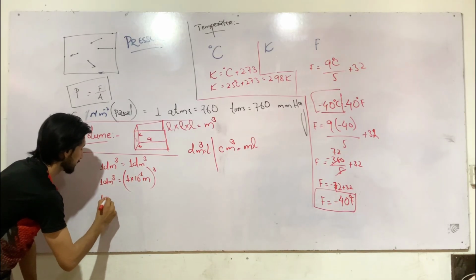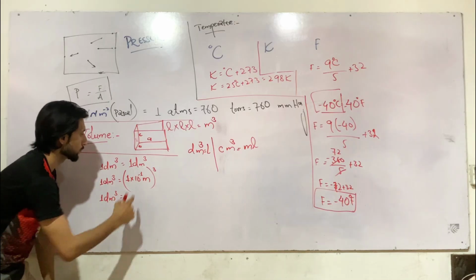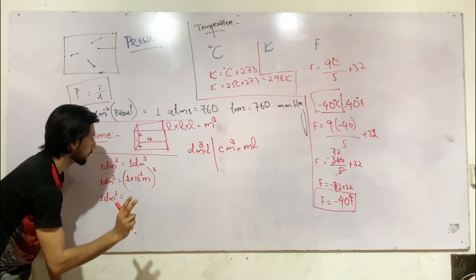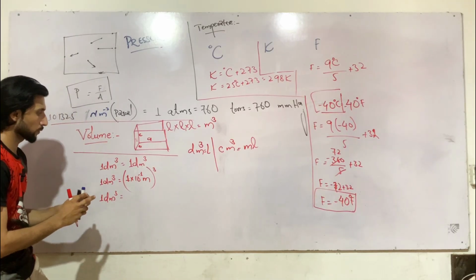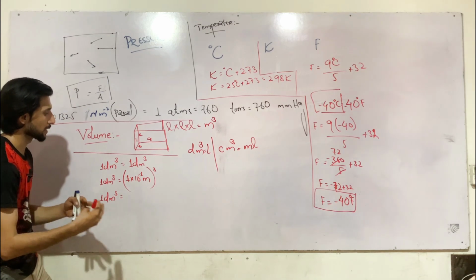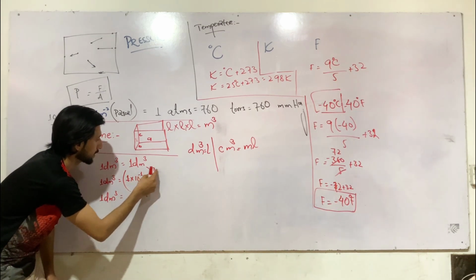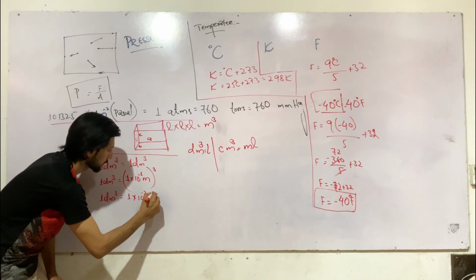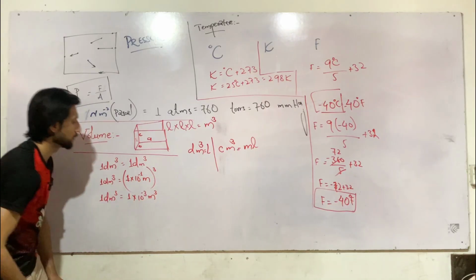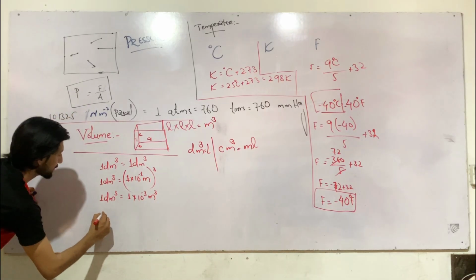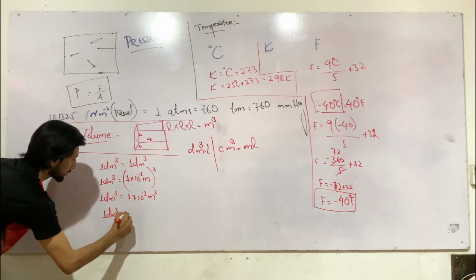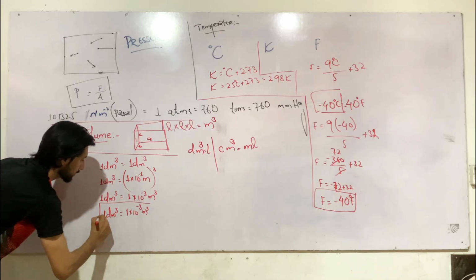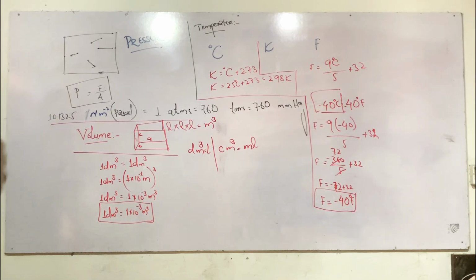So 1 decimeter cube becomes equal to 1 power 3. There are 2 powers. By the rule of mathematics, 2 powers multiply with each other. So minus 1 multiplied by 3, what will I get? I'll get 1 multiplied by 10 to power minus 3 meter, and the cube will come in its place. So 1 decimeter cube becomes equal to 1 multiplied by 10 to power minus 3 meter cube. That is 10 to power minus 3 meter cube.